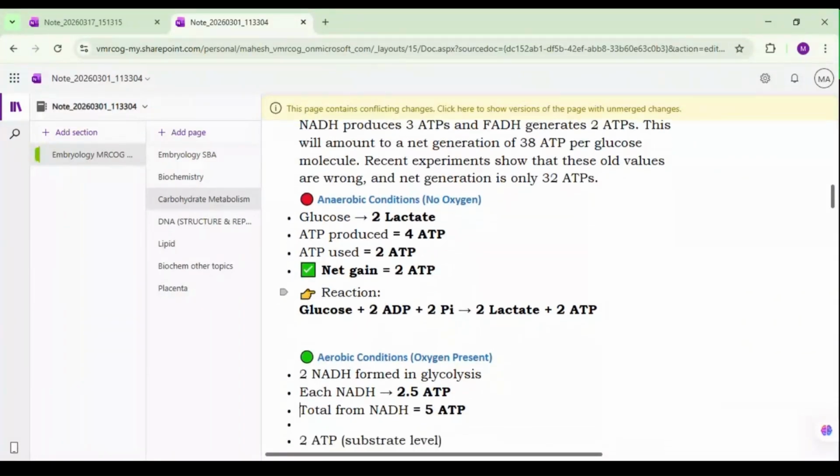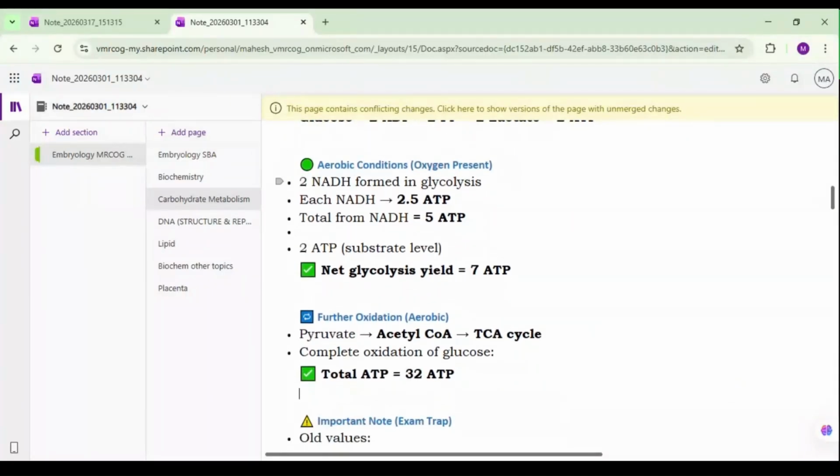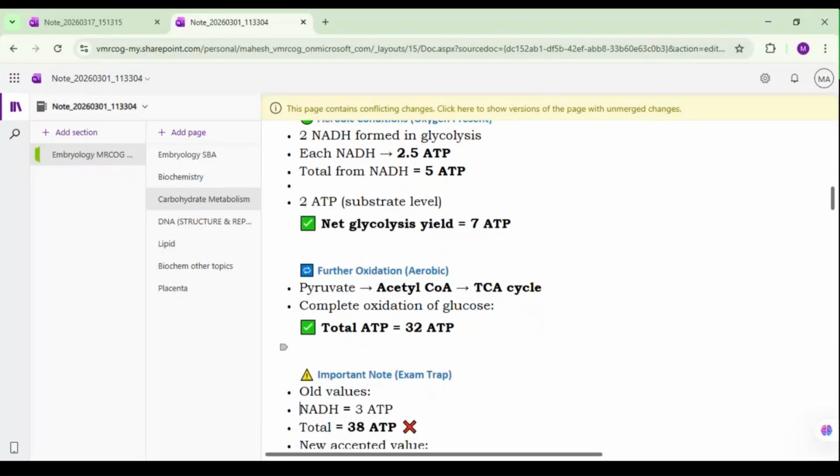Now let us talk about aerobic condition. When the oxygen is available, you get 2 NADH formed in glycolysis. Each NADH is equal to 2.5 ATP. So total NADH will give you 5 ATP plus 2 ATPs from the substrate level. So the net glycolysis yield when the oxygen is available is 7 ATP. Now further, pyruvate is getting converted into acetyl CoA. Acetyl CoA is getting involved in the TCA cycle, and that complete oxidation will give you a total of 32 ATPs.